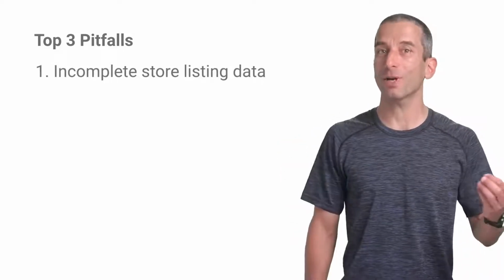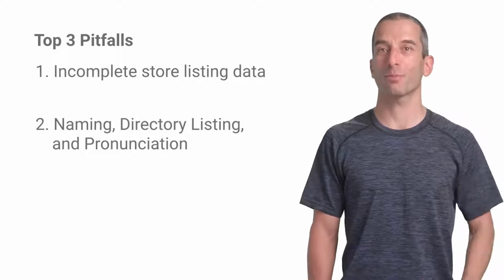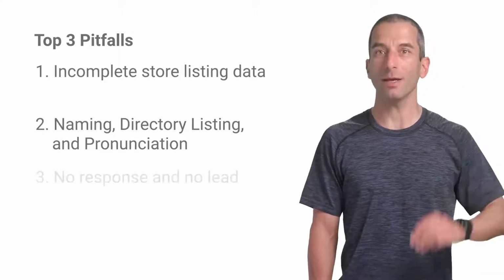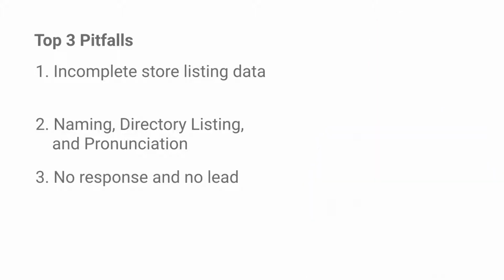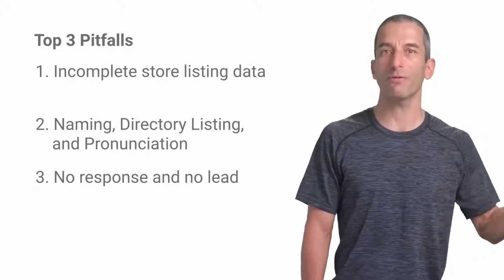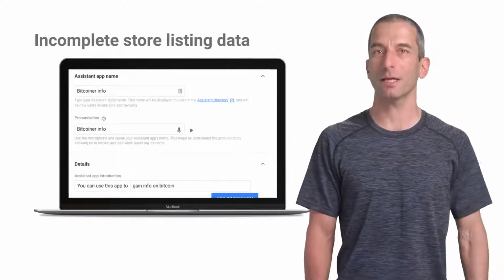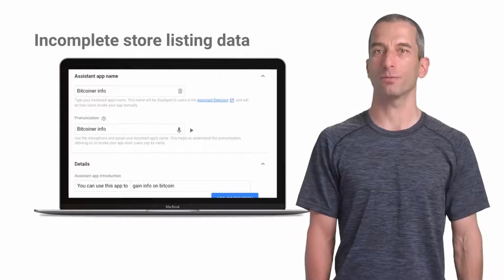1. Incomplete store listing data. 2. Naming, directory listing, and pronunciation. 3. No response and no lead. Let's dive into each of these issues and see how you could get your app through the review process for the first time. Incomplete store listing data when submitting for review.